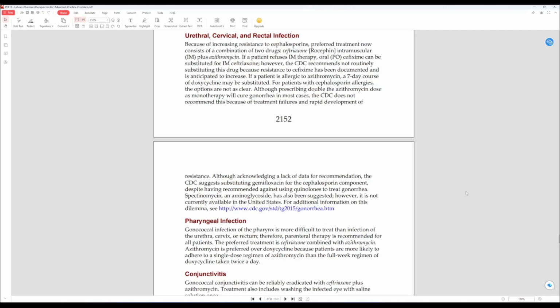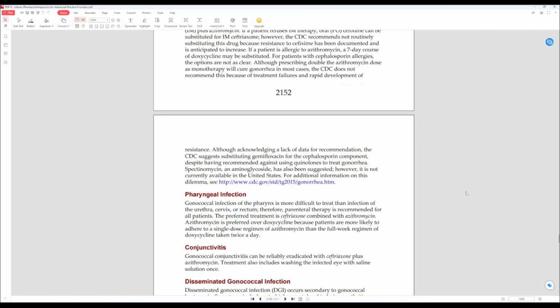Spectinomycin, an aminoglycoside, has also been suggested. However, it is not currently available in the US. For additional information on this dilemma, you can take a look at the CDC's website.